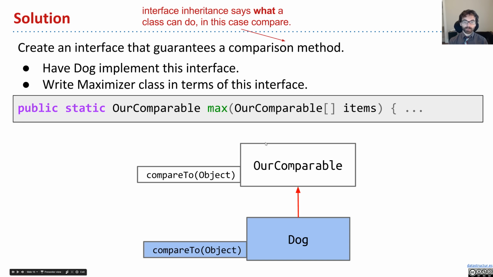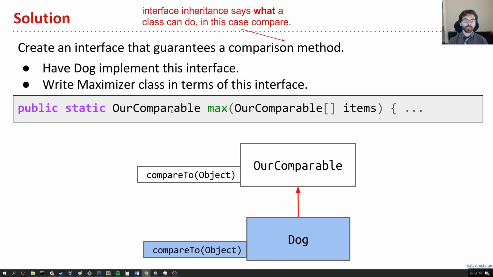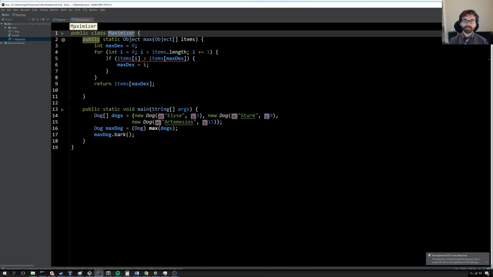Okay? So in this case, we'll create an interface called OurComparable, and more specifically, it will have a compare_to method that takes any object, and it returns something that tells us whether or not this item is bigger or smaller than the object passed. And then we'll have dog implement this interface, and then ultimately what our max function will now do is instead of taking an array of objects and returning an object, it'll take an array of OurComparables and it will return an OurComparable. Okay? So let's actually just jump in and try and write this thing.